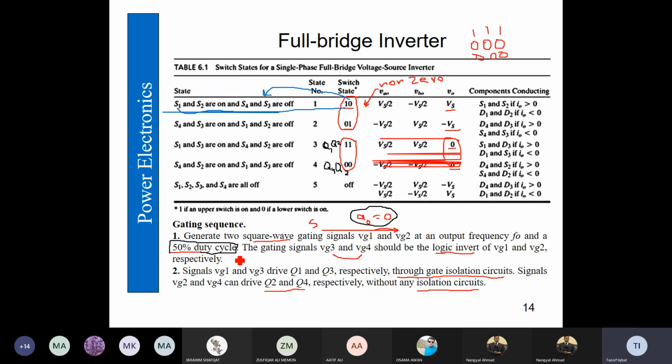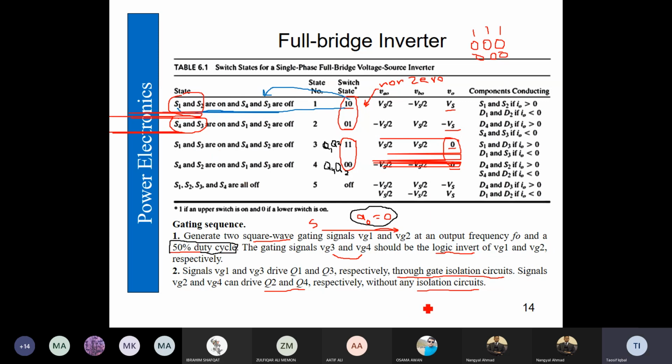Okay. So now we can also talk about the gating sequence, that is the PWM, which we are going to give to the switches Q1, Q2, Q3 and Q4. Generally they should be of 50% duty cycle, that is for 50% of the time, for T/2, Q1 and Q2 are on, and for the other half cycle Q3 and Q4 are on.